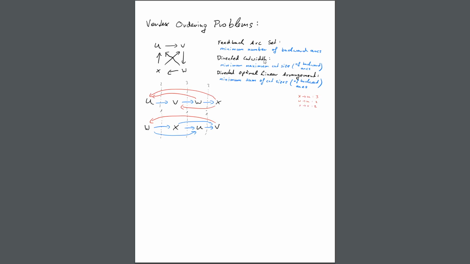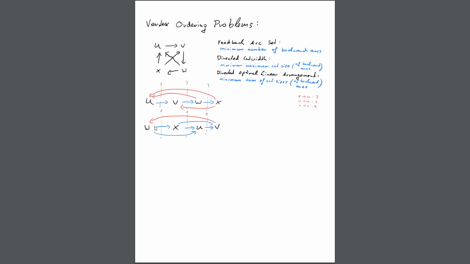And the directed cut width is for each of these vertical cuts, we want to minimize the maximum such cut. And here we only count the backwards arcs in the directed setting. And similarly for the optimal linear arrangement problem, we want to minimize the sum of all of these cuts.